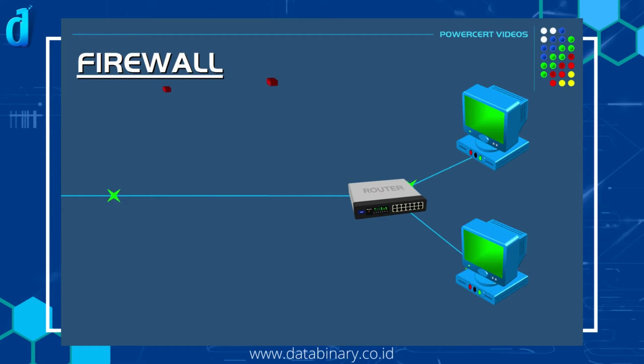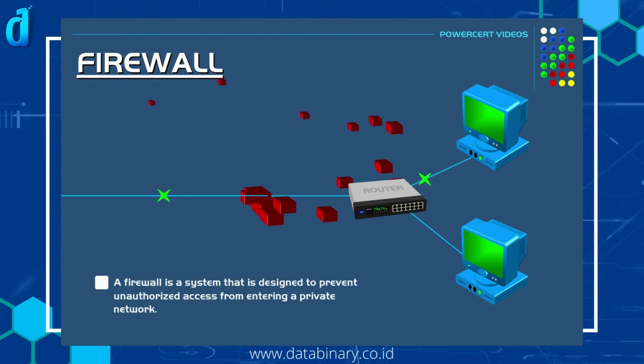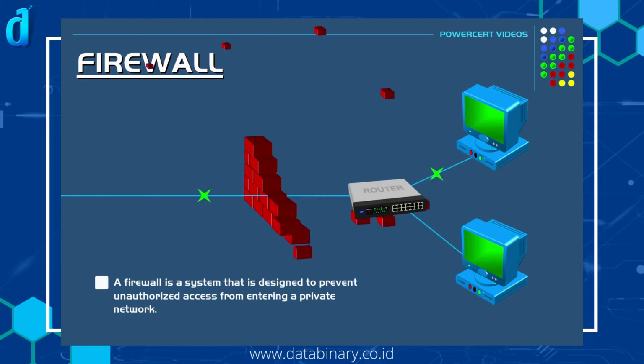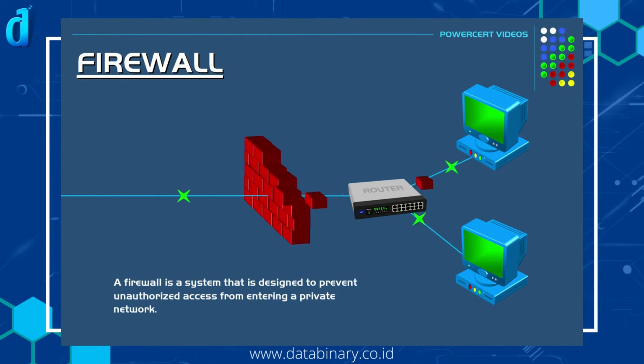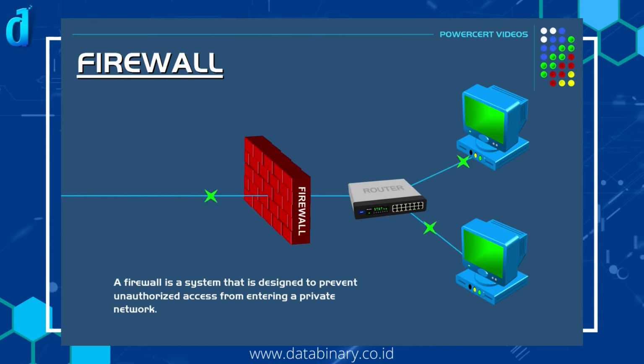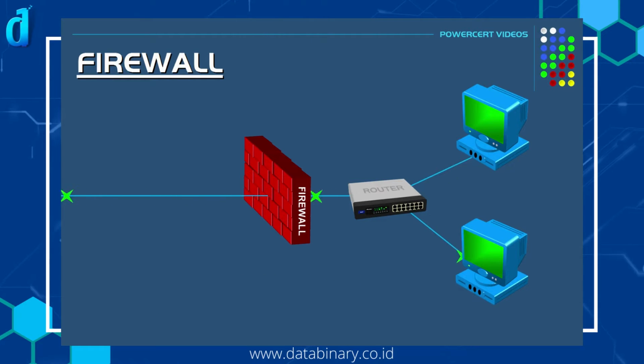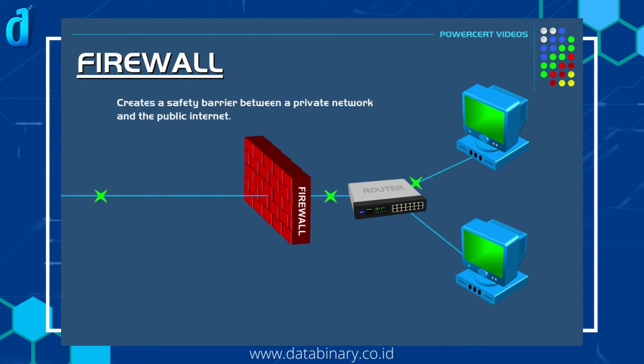What is a firewall? A firewall is a system that is designed to prevent unauthorized access from entering a private network by filtering the information that comes in from the internet. A firewall blocks unwanted traffic and permits wanted traffic. So a firewall's purpose is to create a safety barrier between a private network and the public internet.